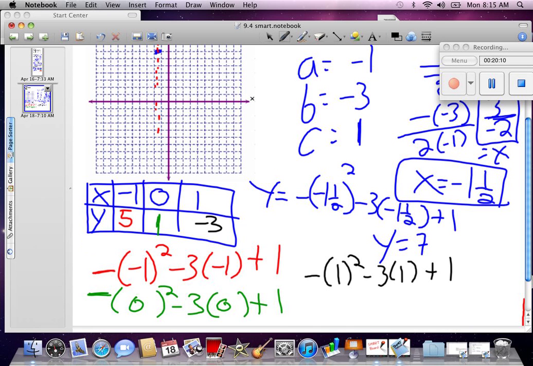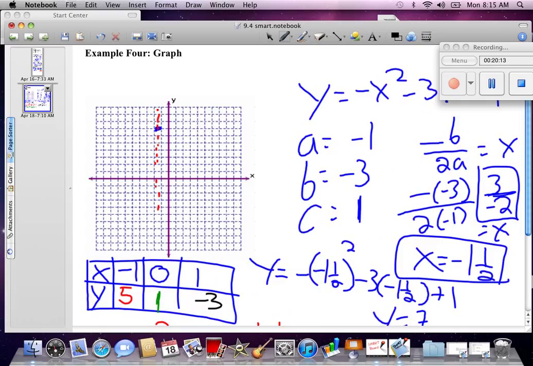Okay. So I'm going to plot those here. I've got negative 1, I've got 5: 1, 2, 3, 4, 5. At 0, I've got 1. And at 1, I have negative 3. Now I just am going to go to the other side of my axis of symmetry, my red line, and put the blue parts on the opposite side. See, this is 1 and a half away, so I have to go 1 and a half away. This is half, 1, 2, so it's 2 and a half, so half, 1, 2.